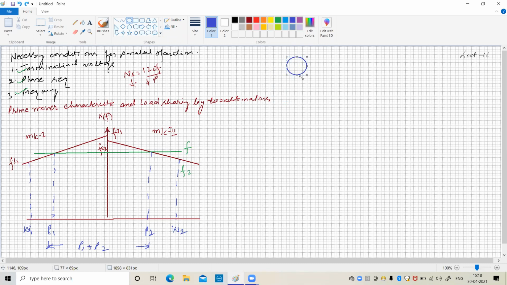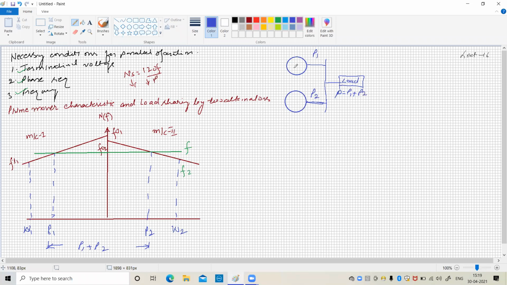This is the first alternator, and this is the second alternator. Now it is connected in parallel. So when they are connected in parallel, they are supplying the common load. They are connected in parallel on the common bus bar, and there is a load. The power shared by the first alternator is P1, the power shared by the second alternator is P2, and the load is P, which is equal to P1 plus P2.